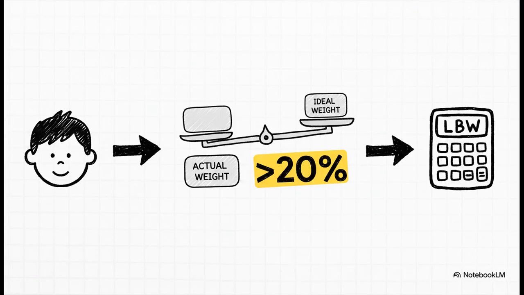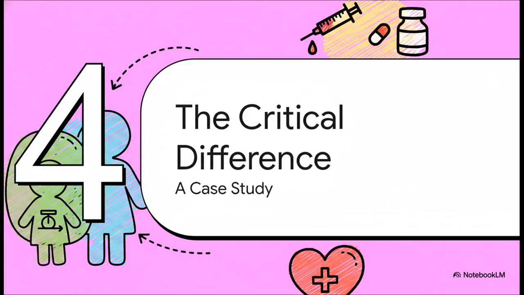So when do you use it? Well, here's the simple, actionable rule of thumb to remember. If a child's actual weight is more than 20% above what their ideal weight should be for their height and age, that's your signal. That's when you should seriously consider using their lean body weight for the calculation instead. To really understand just how much of a difference this can make, let's walk through a quick case study. You'll see the real-world impact of choosing the right weight.